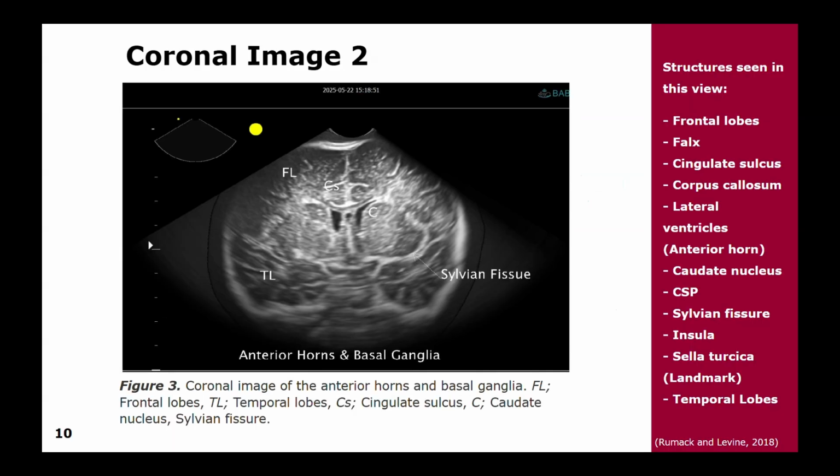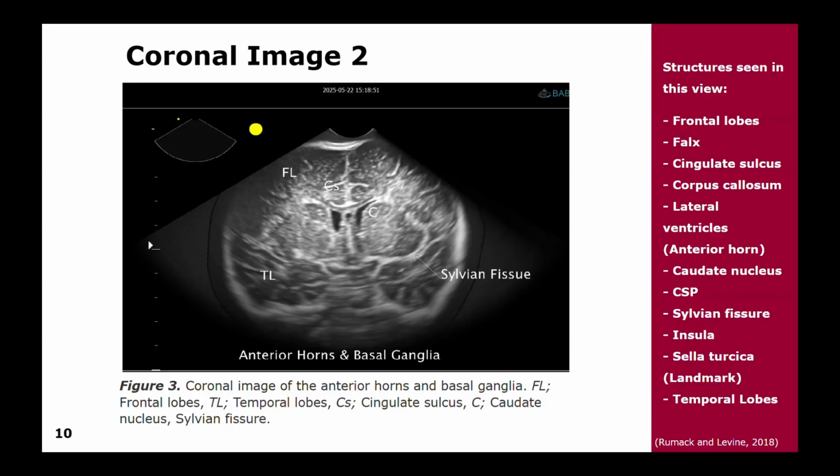Angling posterior now shows the anterior horns and basal ganglia. Choroid plexus tapers off at the germinal matrix and therefore is never seen in the anterior horns. In this image, we can start to see evidence of severe bleeds such as grade 4 hemorrhages, extending to the anterior horns. Other anatomy seen is listed on the slide.